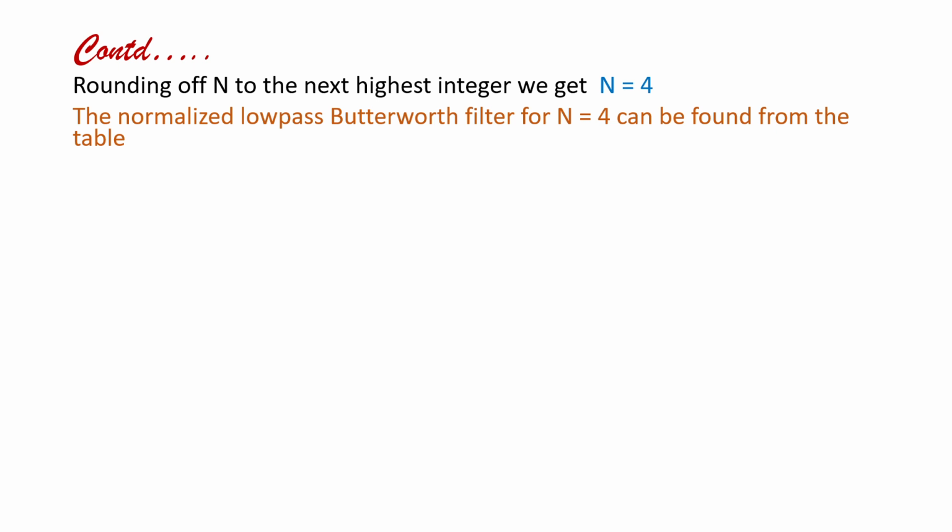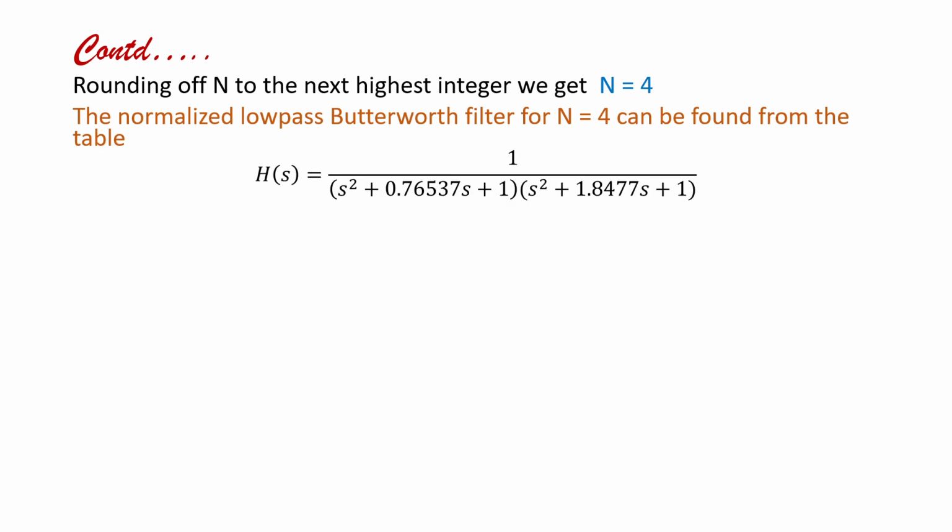Now step 3, find the transfer function H(s) for omega c equals 1 radian per second for the value of n. The normalized low-pass Butterworth filter for n equals 4 can be found from the table. H(s) is equal to 1 divided by (s square plus 0.76537 s plus 1) into (s square plus 1.8477 s plus 1).